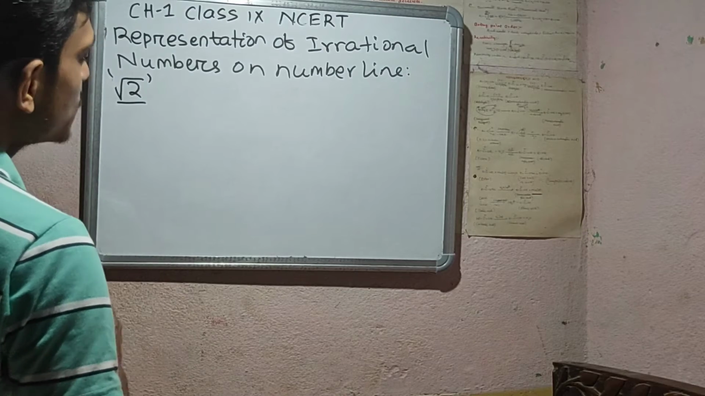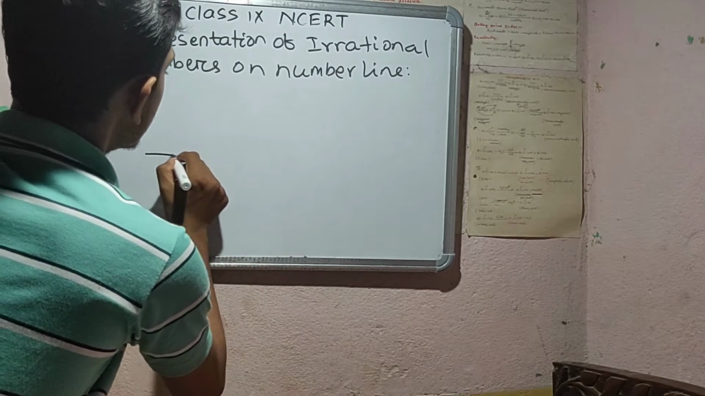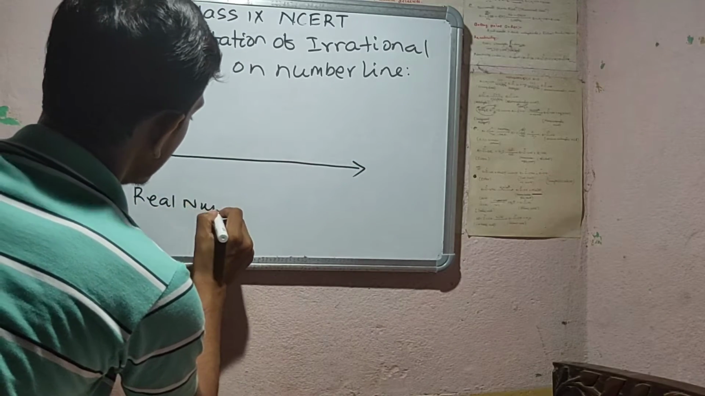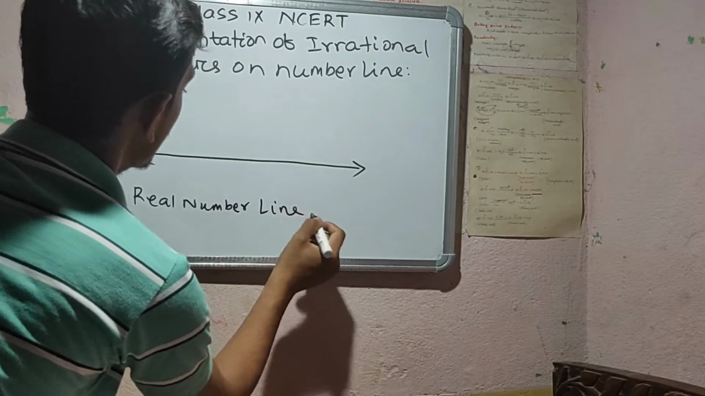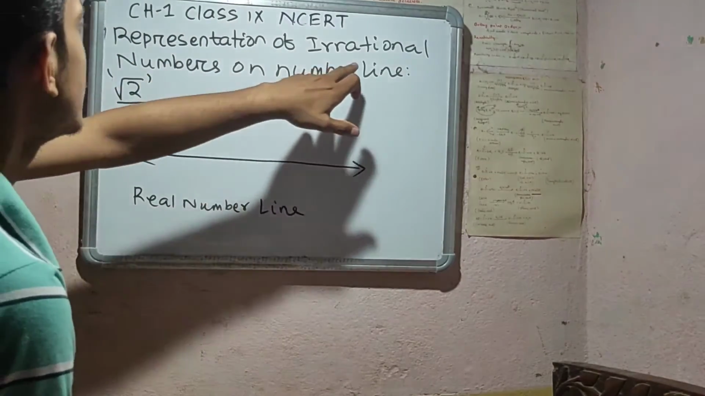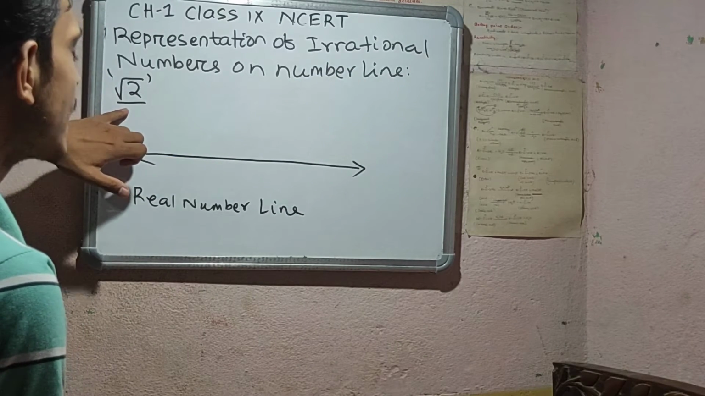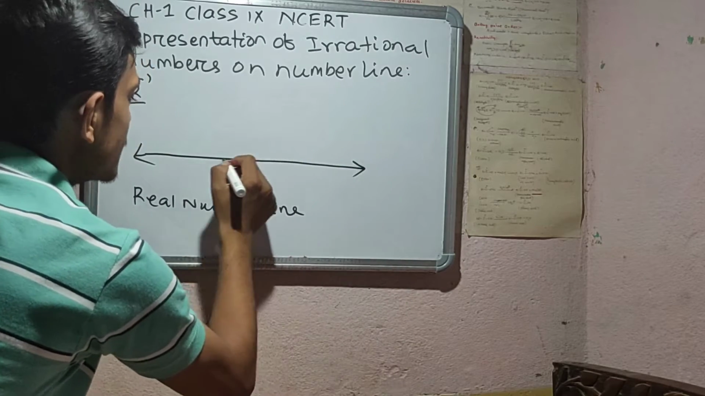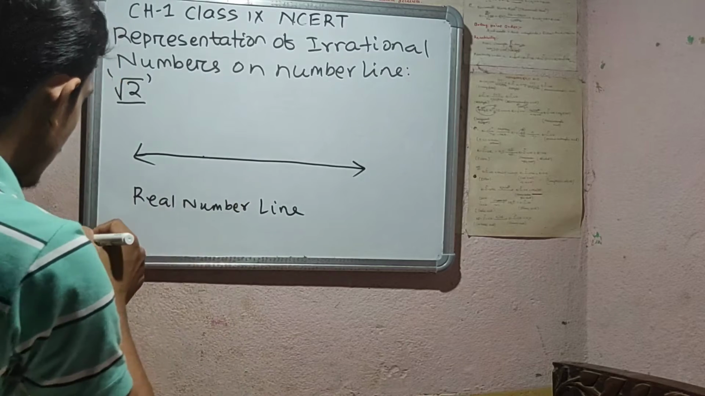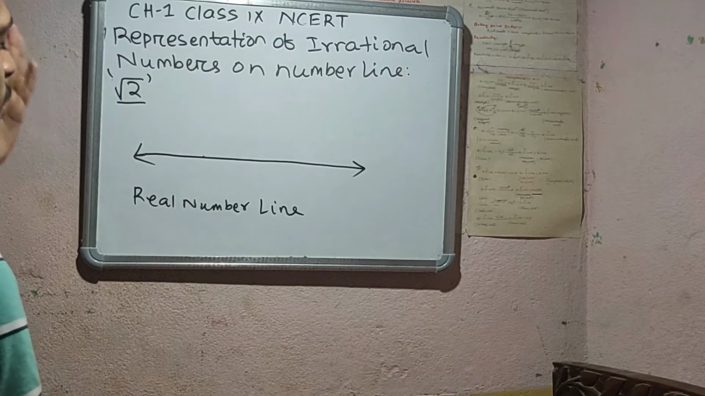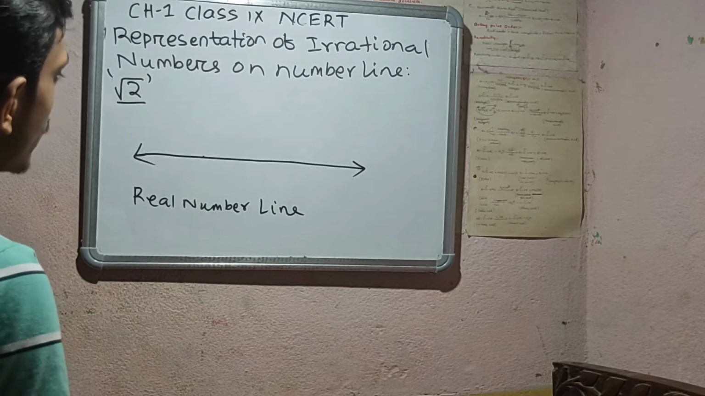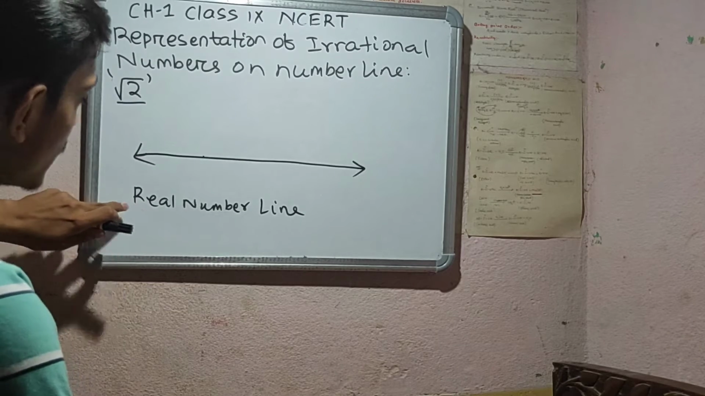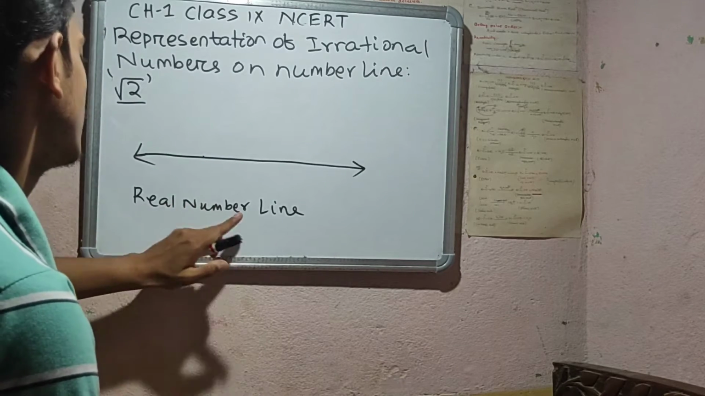So we have to first draw the real number line. That is the real number line, because all the irrational numbers are real numbers, and every point on the real number line represents a unique rational or irrational or any type of real number. So we have to represent root 2 on the real number line. Clear? You have to remember what the number line is, that it is a real number line.